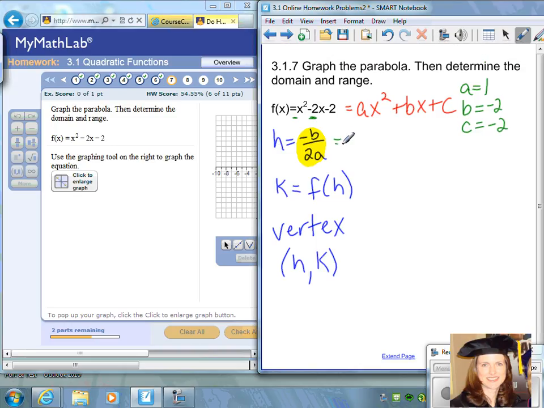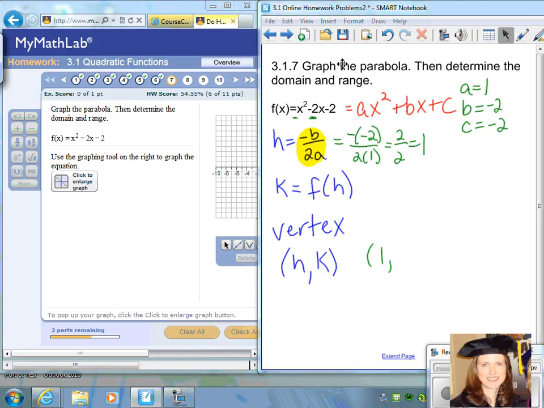So our h is going to be the opposite of b, that's the opposite of negative 2, divided by 2 times a. So 2 divided by 2 is going to be 1. So that's the first part of our vertex, 1 comma something else. To get that other value of the vertex, you take 1 and plug it back into the original function.